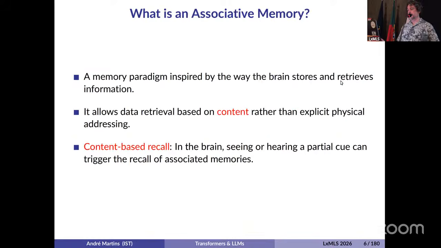Okay, so let's start with the concept of associative memory. This is a memory paradigm that is inspired by the way the brain stores and retrieves information. And you can think of it as a memory that is based on content. So you can access elements of this memory by content, by similarity, as opposed to explicit physical addressing. And so there is this concept of content-based recall, which mimics what neuroscientists think happens in the brain when we see or hear a partial cue. This can trigger the recall of memories that are associated with the cue that is given as a stimulus.